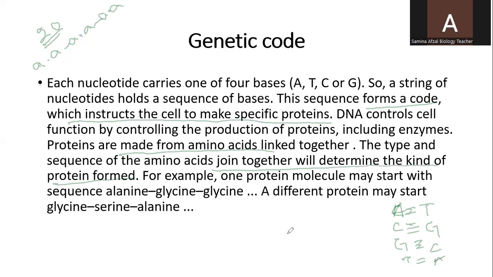So, for example, one protein molecule may start with the sequence alanine, glycine, glycine, alanine, glycine, glycine. So this is one type of protein. And another type of protein can start with glycine, serine, alanine. So in this way, the 20 amino acids join together differently to produce the different types of proteins.